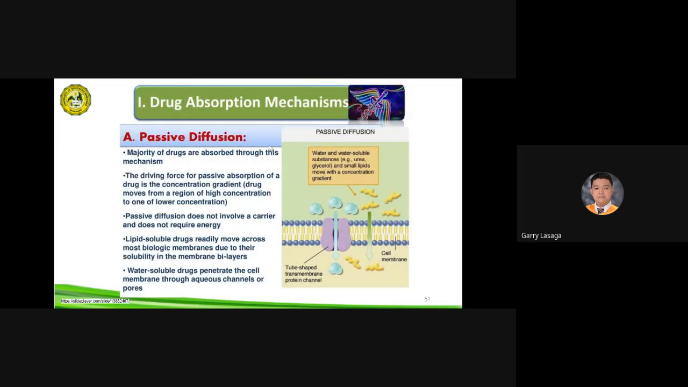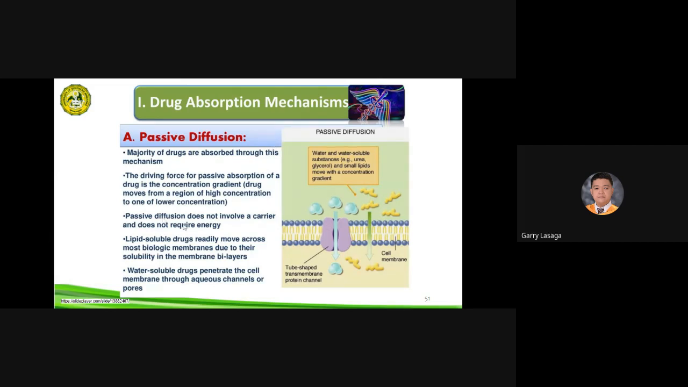So for passive diffusion, the majority of the drugs are absorbed through this mechanism. The driving force for passive diffusion is the drug concentration gradient. When we say concentration gradient, that is the concentration of the drug in one compartment relative to the other compartment. So for passive diffusion, the drug will move from an area of higher concentration to an area of lower concentration. That is the driving force for passive diffusion.